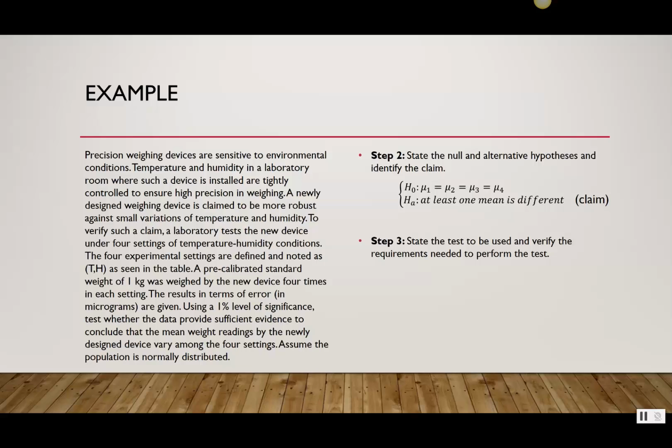In step 3, we want to state the test. So this is an ANOVA test. If we want to remind ourselves of the distribution, we can add that in there. So ANOVA F test, because we're using an F distribution. And luckily, at the end of the problem, they did tell me I can assume the population is normally distributed, so I have met the requirements for this test.